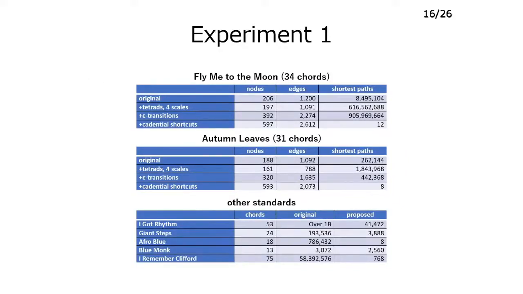Next, we applied the same calculations, but this time we used the whole piece of several well-known jazz standards. Though each piece has different characteristics from the others, it can be seen that in all cases our proposed method could successfully narrow down the numbers of shortest paths at any rate.